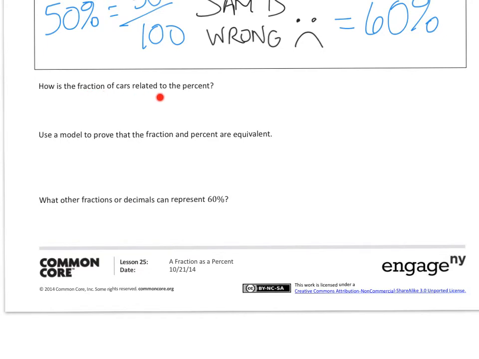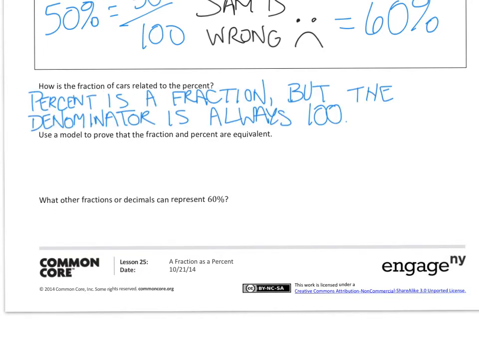So how is the fraction of cars related to the percent? Well, percent is a fraction, but the denominator is always 100. Percents are a little boring. You know, fractions come in all shapes and sizes, halves, thirds, fourths, 627ths. But percentages, that's a fraction that's only going to come in hundreds, only divided into hundredths. So let's draw a model that would prove that fraction and percent are equivalent.